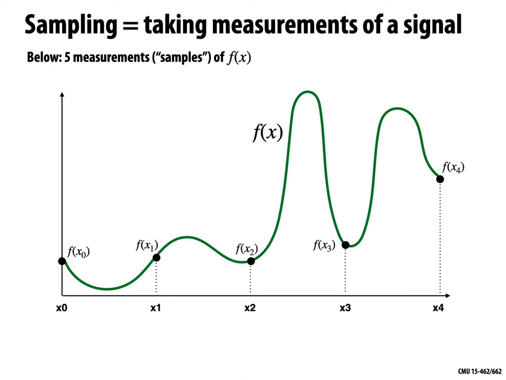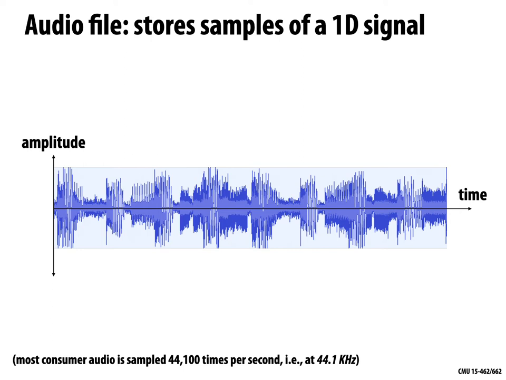Right? So f of x0, f of x1, f of x2 are samples of the continuous function f of x. A great example of this would be an audio file. An audio file that you use to listen to music stores samples of a one-dimensional signal. What is that signal? It's the amplitude at which you drive the speaker cone. So over time, that speaker is going to be moving in and out at a certain amplitude, and you want to know that for lots and lots of points in time. In fact, most consumer audio is sampled 44,000 times a second to get a realistic reproduction of sound.